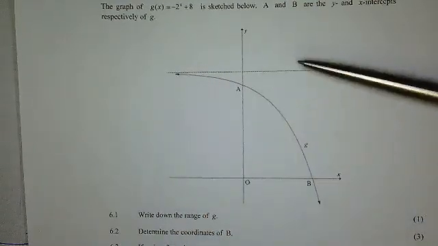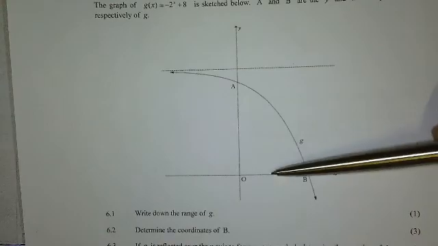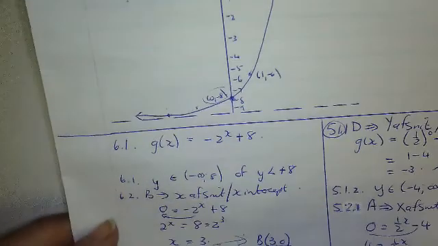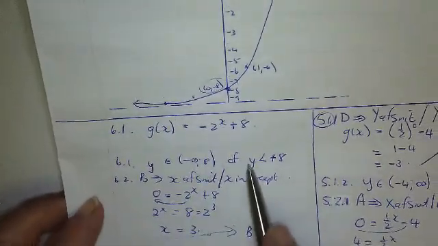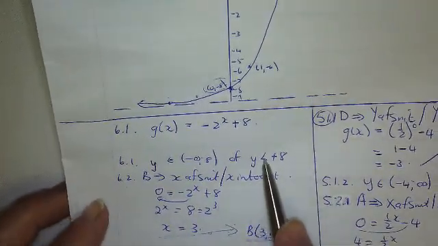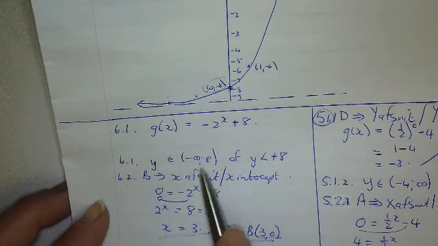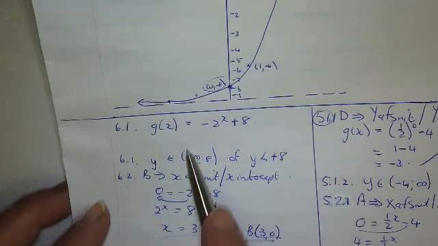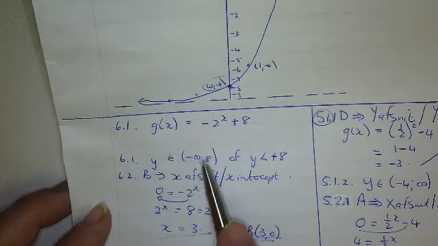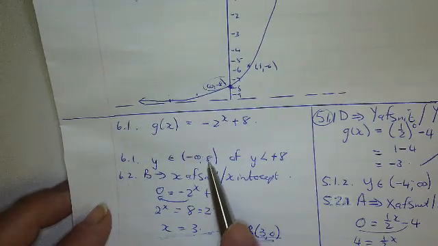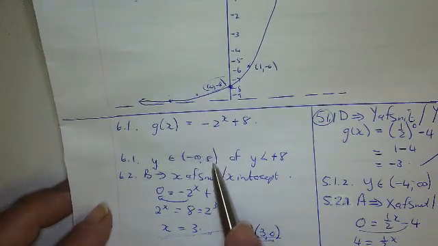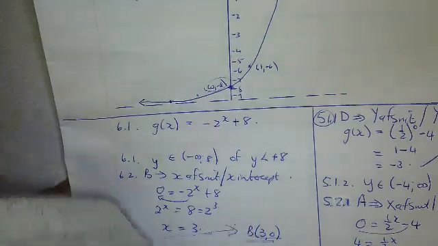But what do you notice? The graph is below the asymptote. So if you write this down, we say now that your range must be the y values: y is less than 8. Or if you use interval notation, you start at negative infinity and go up to 8. Why is it a round bracket? Because it's an asymptote, so it's not included.